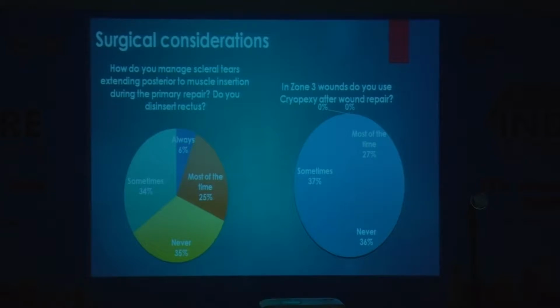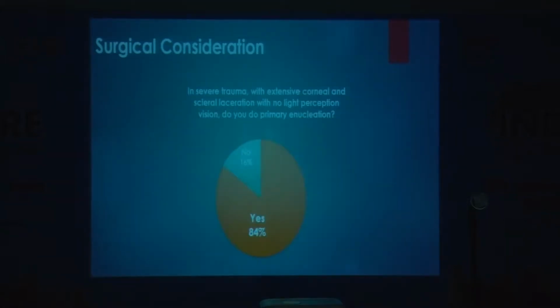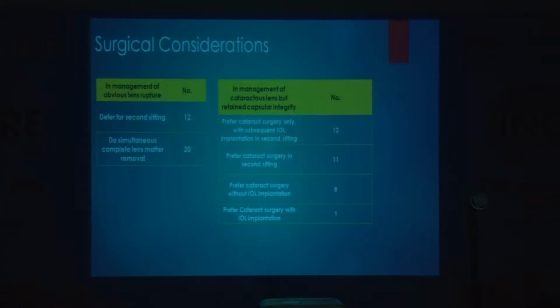Then about zone 3 injury and scleral tear, 35% of centers have never disinserted the muscle. The remaining do it sometimes or always. And these are the centers where cryopexy was done after zone 3 injury. In severe trauma with no perception of light, 16% of centers had the practice of operating on the case and not doing primary enucleation.